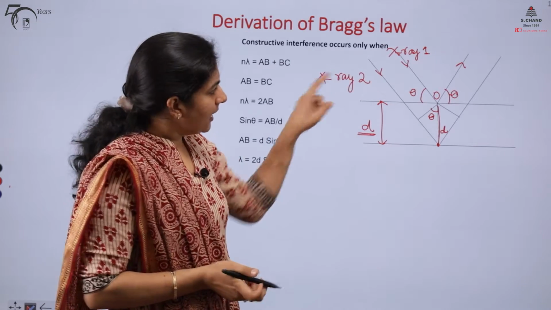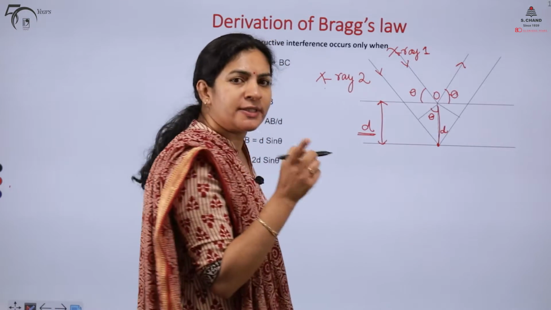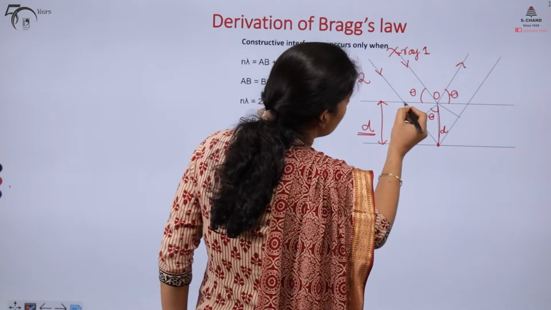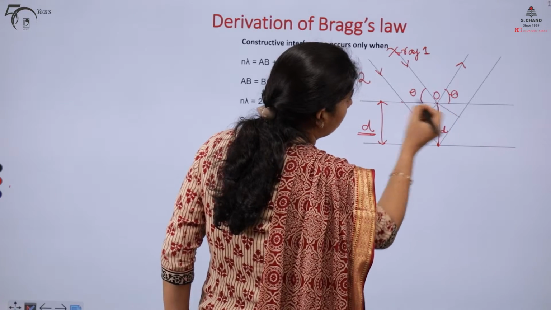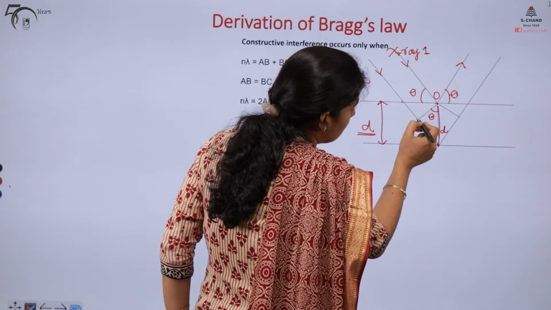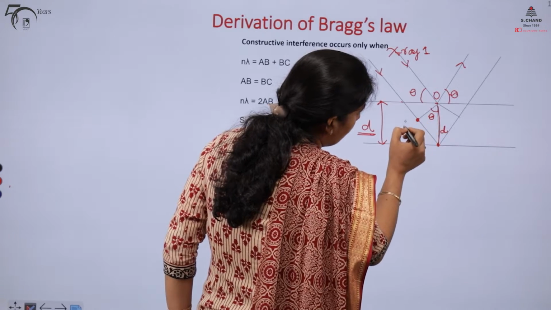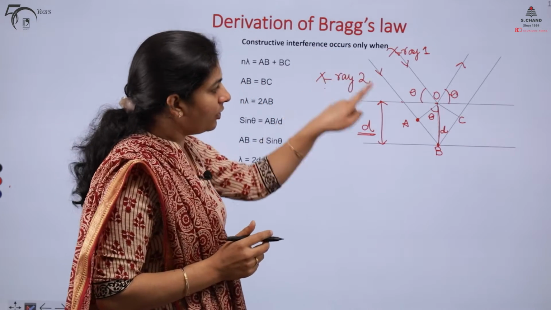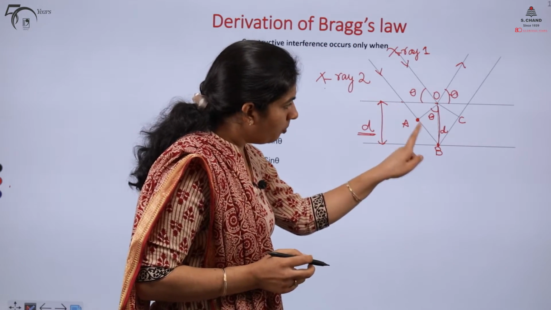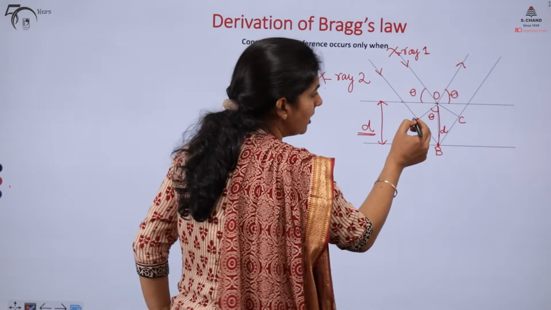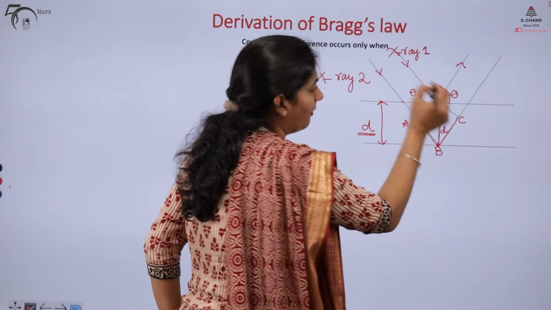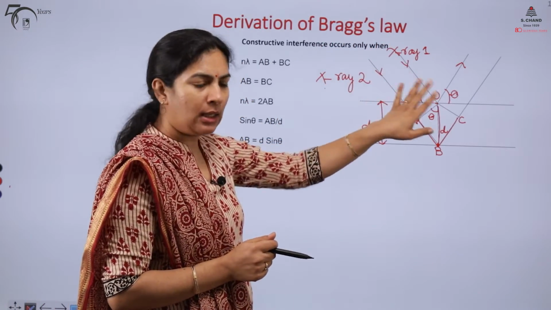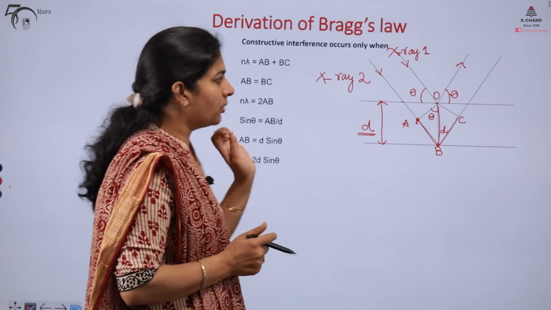Now we can easily see that ray 2 covers additional distance inside the solid. How much additional distance does it cover? You see, this particular point is at par with this point. So how much extra distance? Extra distance A, B, C. So the second ray travels AB plus BC. This much distance it travels in addition to the distance travelled by ray 1 in the crystallographic planes, right?